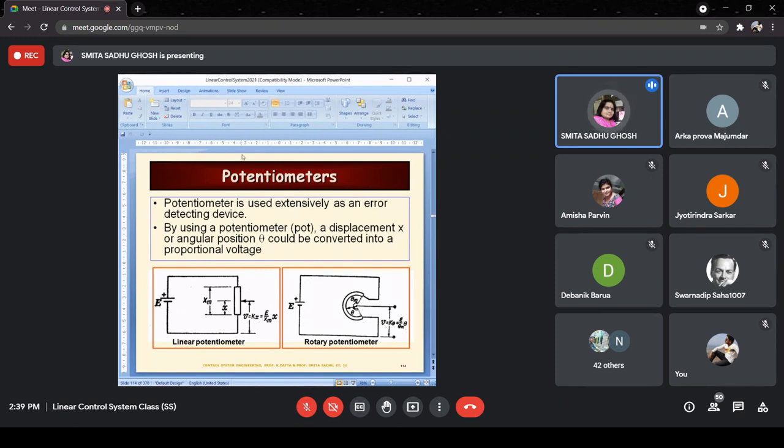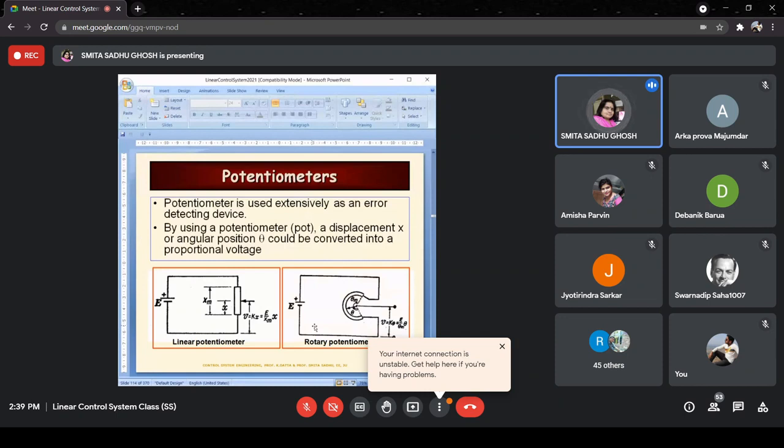Now, as far as potentiometers are concerned, you can see over here on the left side and the right side, there are two diagrams which are schematically drawn. The left side is a linear potentiometer, and the right one is what we call a rotary potentiometer. What is the short form for it, which is known as this.